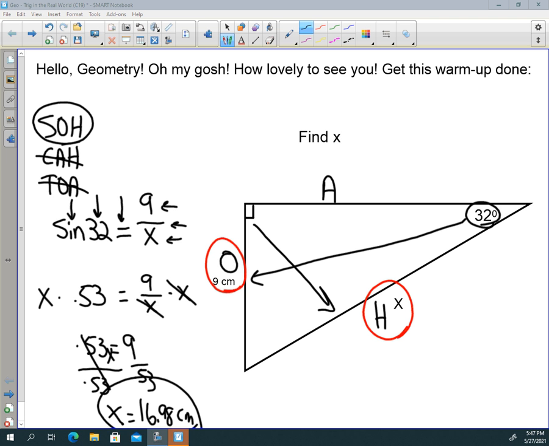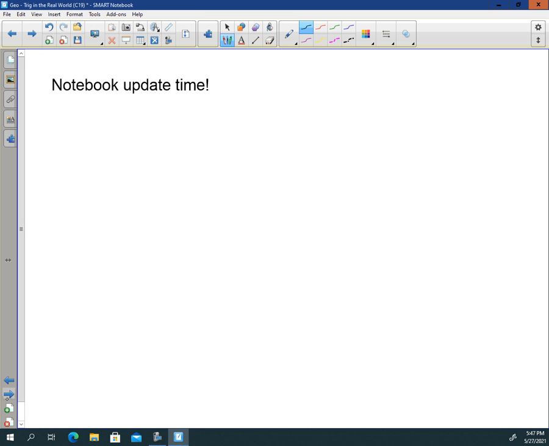So identify your sides, figure out what you have and what you want, use that to pick the correct trig ratio, use the memory device, SOHCAHTOA, to get yourself an equation, and then solve the equation. That's how you do these. So now would be a good time to update your notebook. You might want to write yourself some questions, write yourself some summaries, make a new note page.